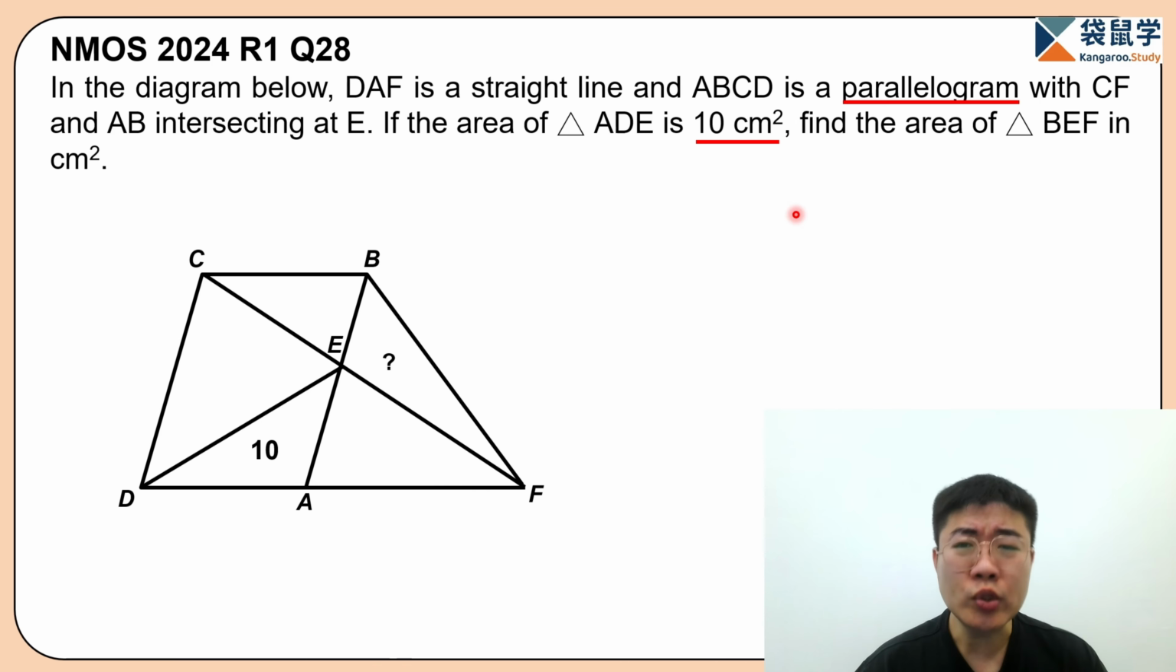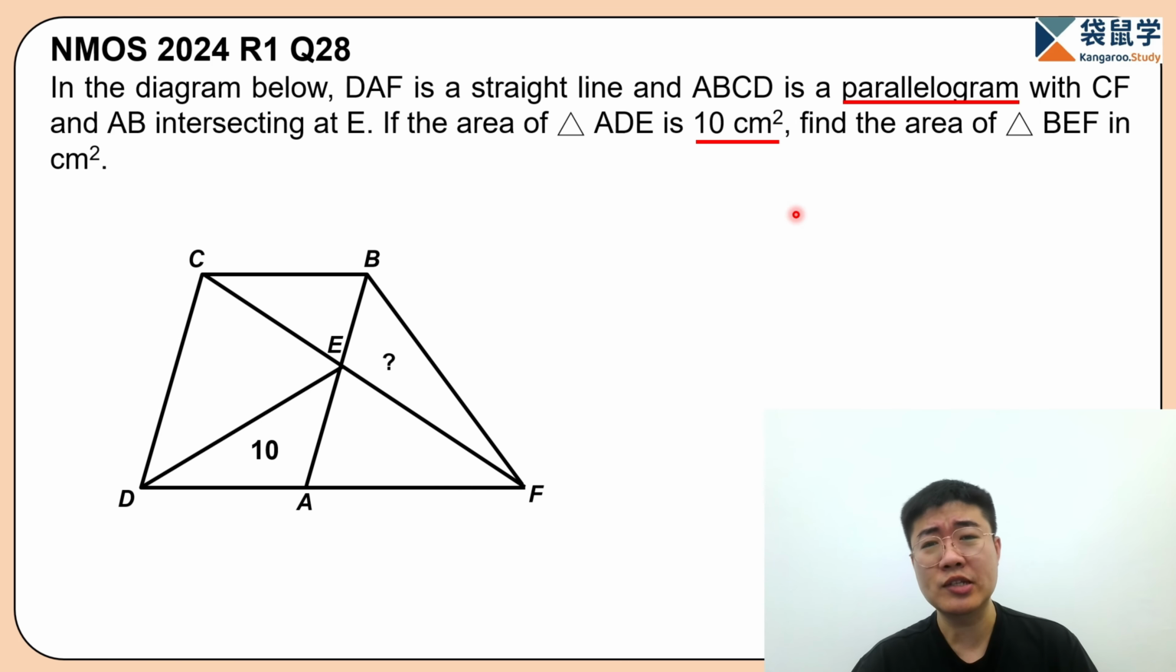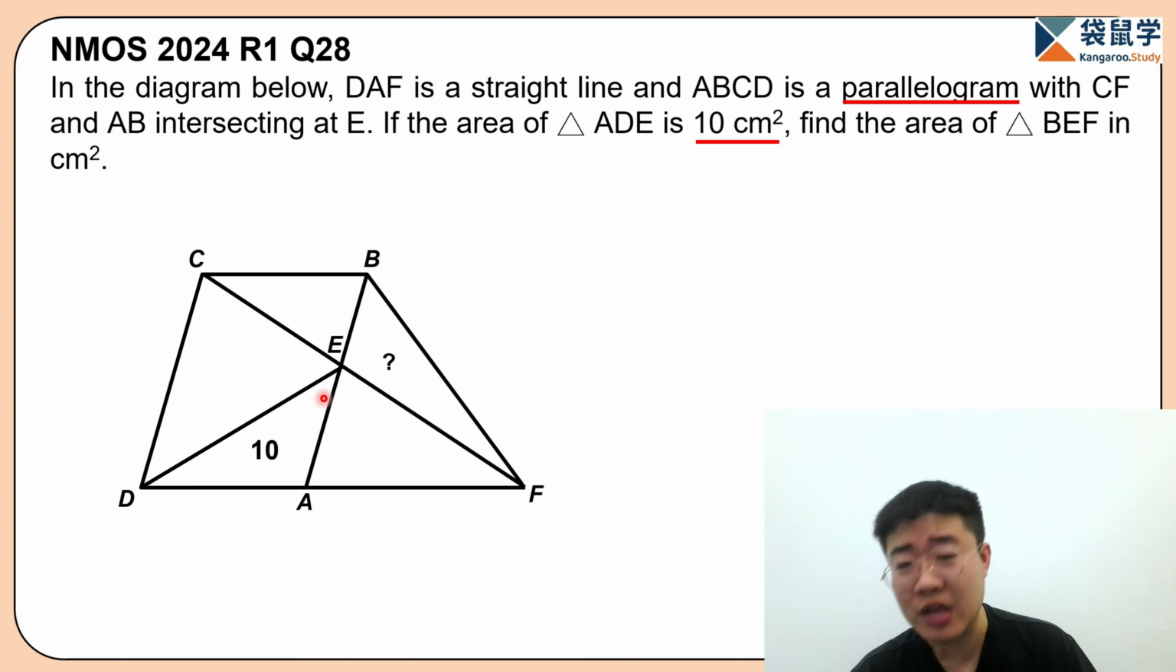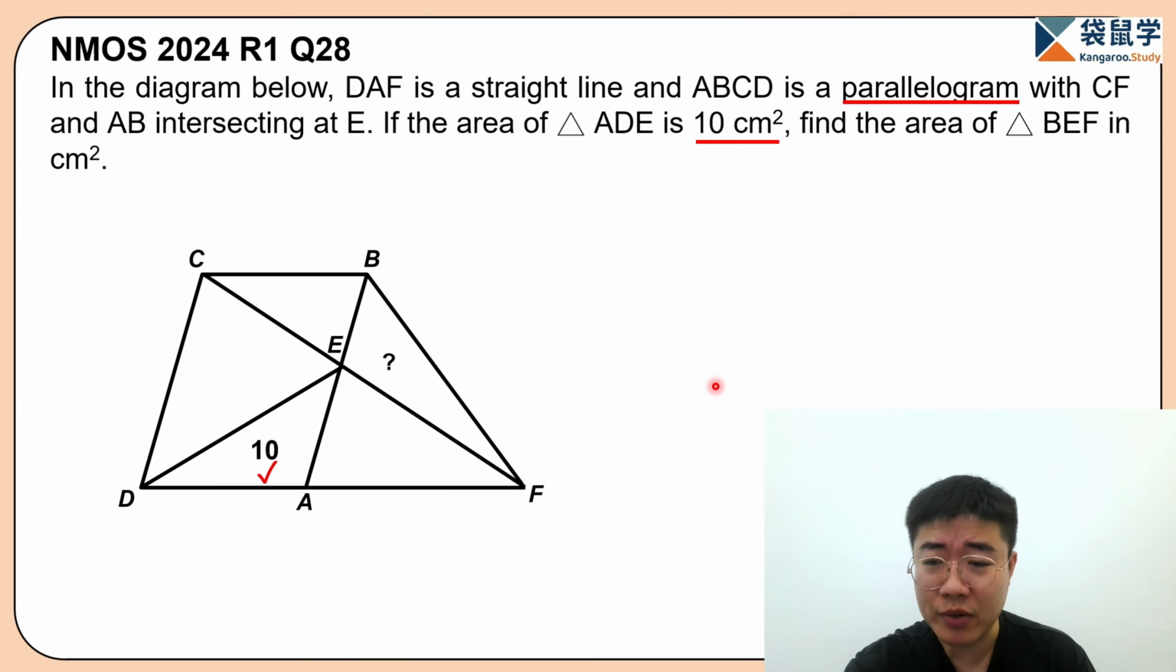So now looking at the question, we're going to see that there are many triangles in the figure. First, we have the triangle ADE, which we already know the area. Of course, we also have the triangle they're asking. This is the triangle BEF. Now my question for you is, how about the other triangles? Do we know the area of triangle CDE? No, we do not know this.